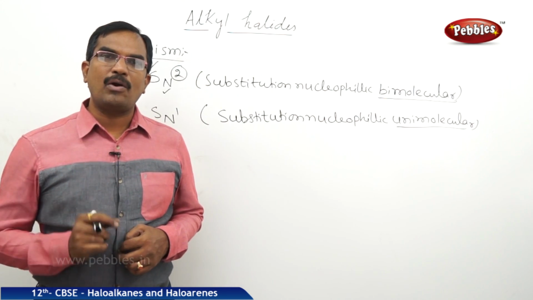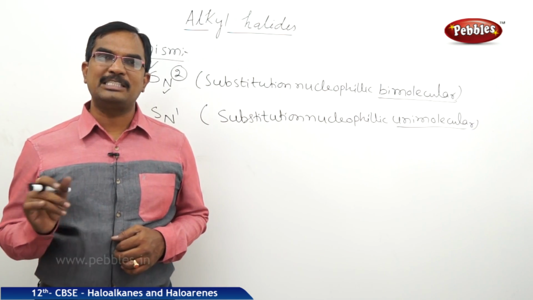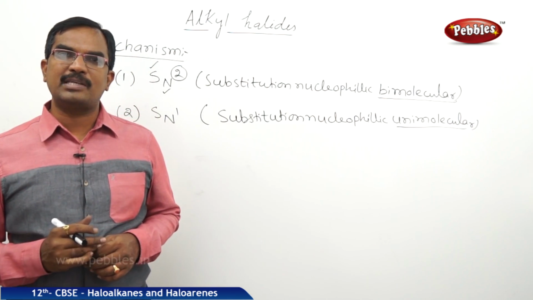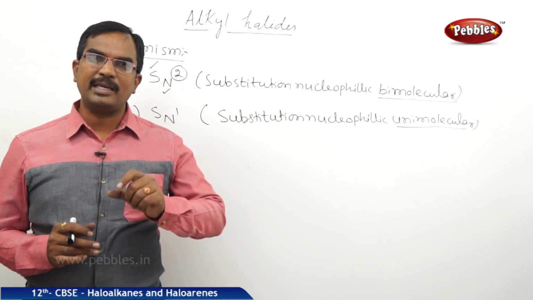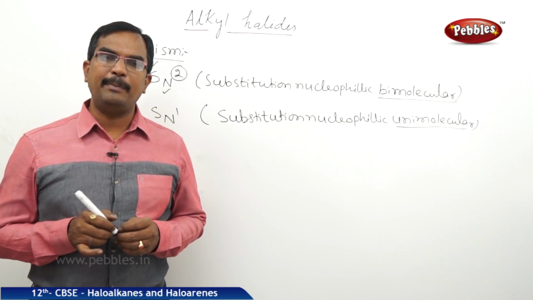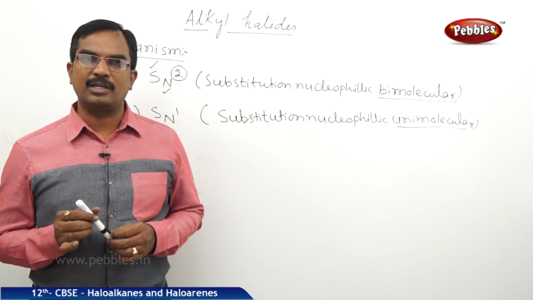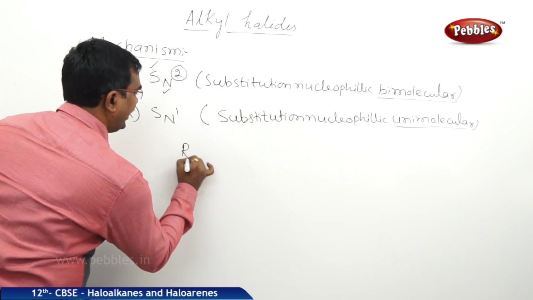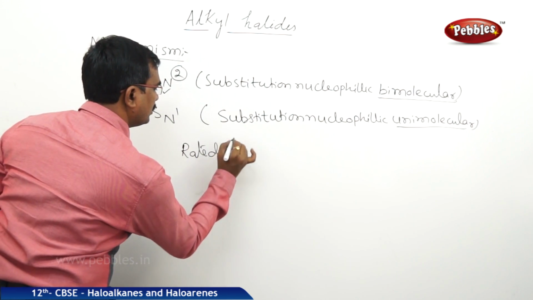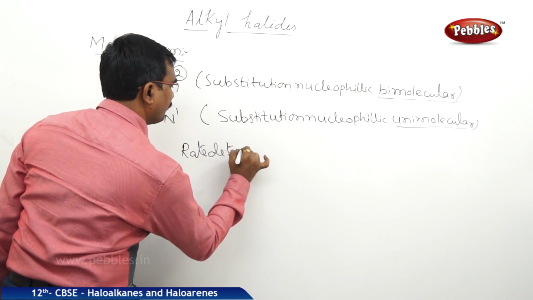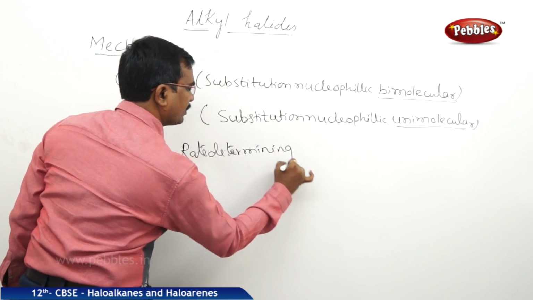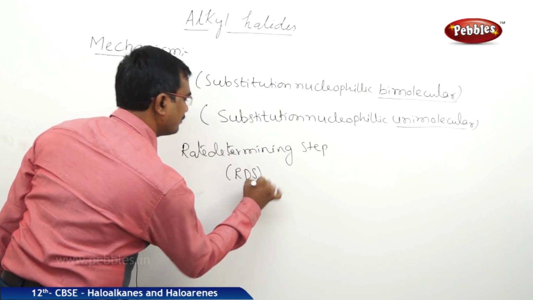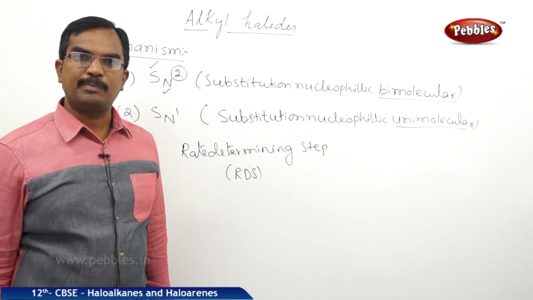According to the bottleneck principle, if you perform a chemical reaction which has more than one step, the overall rate of the reaction depends on the slowest step of the reaction. That slowest step is generally called the rate determining step, simply RDS.